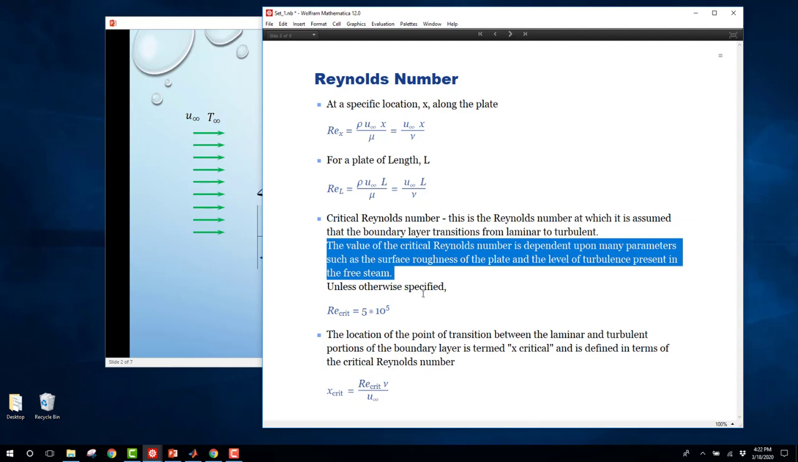But unless otherwise specified, the value that we will use for the critical Reynolds number is 5 times 10 to the 5th. Know where the critical Reynolds number is, or what that value is. You can then utilize that to define the position along the plate known as x critical, and that is the point where we will assume that the boundary layer will make this sudden jump from laminar to the turbulent boundary layer.